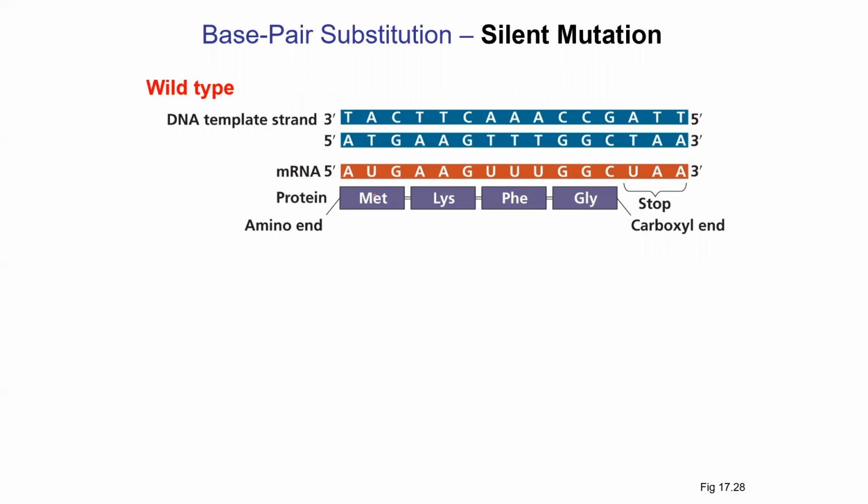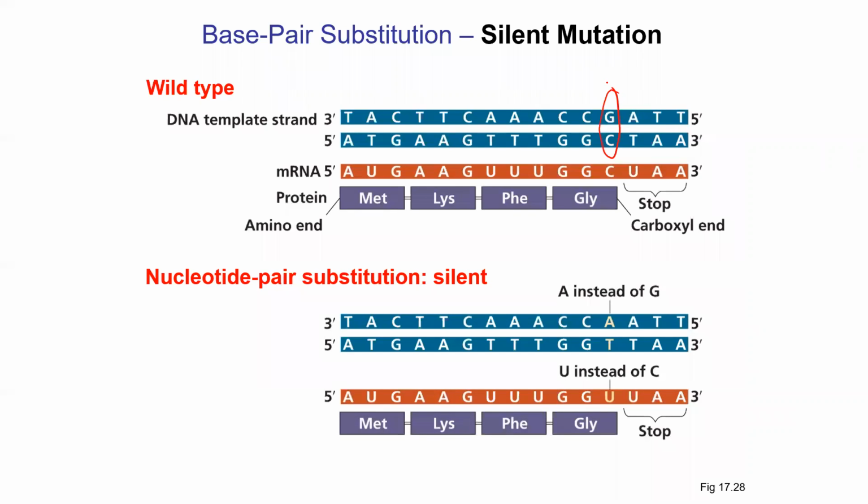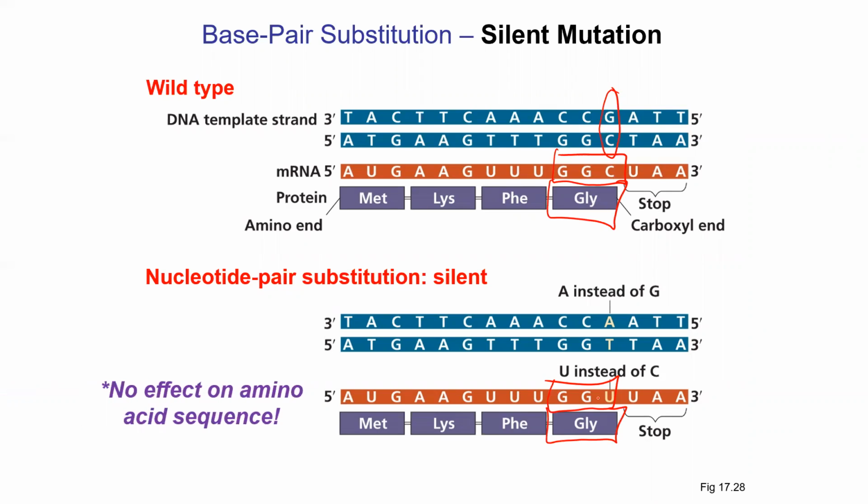So let's take a look at a silent mutation. There's the wild type. You can see we've got the DNA, we've got the RNA, we've got the protein. So in this mutation, we're going to change one nucleotide. So you can see this one here is changed. And so it's a GC pair, and now it becomes an AT pair. And so in the RNA, this gets changed from a GGC to a GGU. And if I look that up in the genetic code, it turns out it's the exact same amino acid. We have a glycine and a glycine. So this here is a silent mutation.